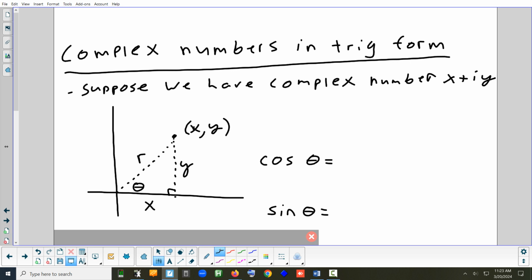So in trig form, you are not allowed to have an x, and you're not allowed to have a y. X and y is what we call standard form. Nothing wrong with it, it's just x and y is standard form. It's not trig form. So we have to get rid of these two things in trig form.